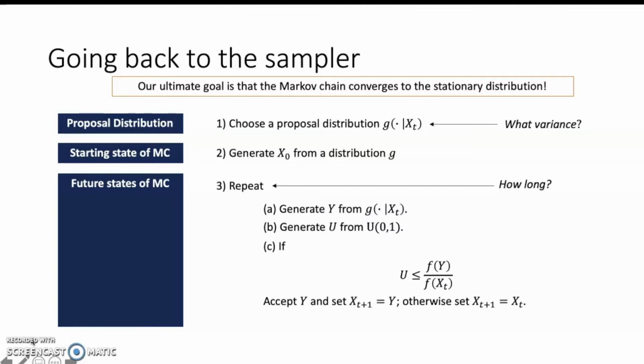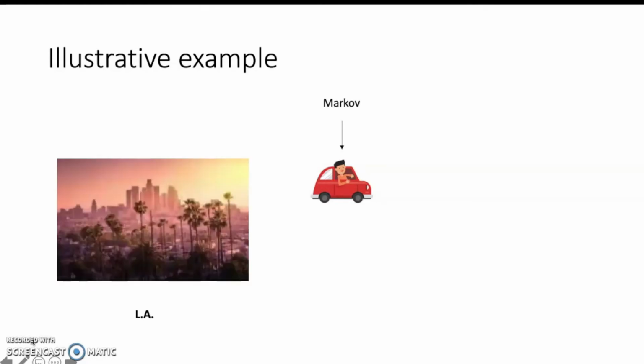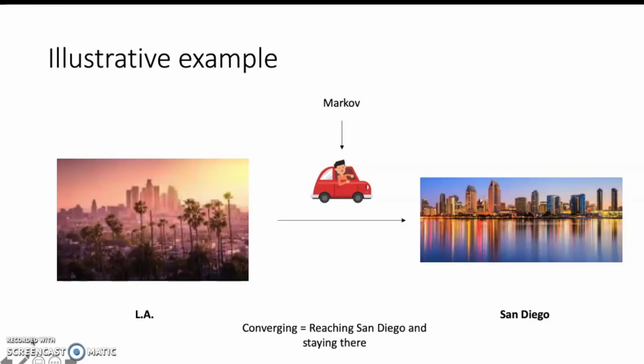How long are we going to run our simulation? We will do this with a little example to understand why variance and repetitions matter. For example, consider Markov. He has a red car and he wants to go from LA to San Diego. In this instance, convergence means reaching San Diego and staying there.